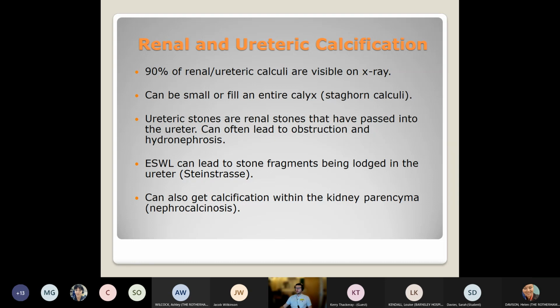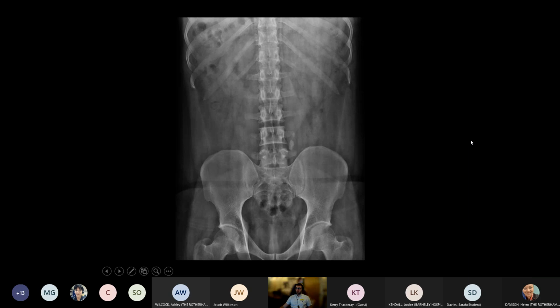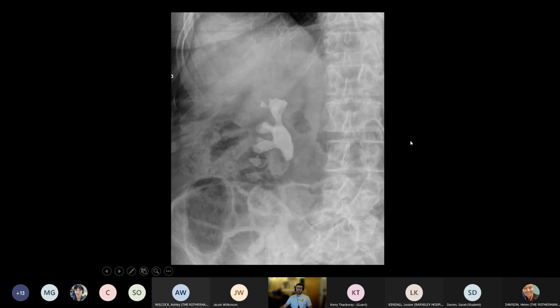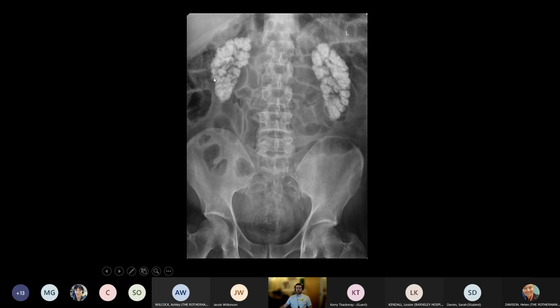Some examples. So here, again, we're not seeing the kidneys very clearly, but we've got these stones here in the region of the ureter. These are quite large stones, so they'll need to go in with laser treatment and remove those. We've got an example of the staghorn calculus here, taking up the calyces, and medullary sponge kidney.